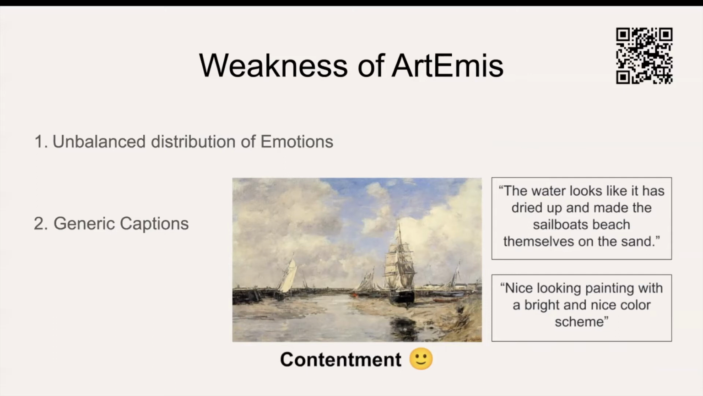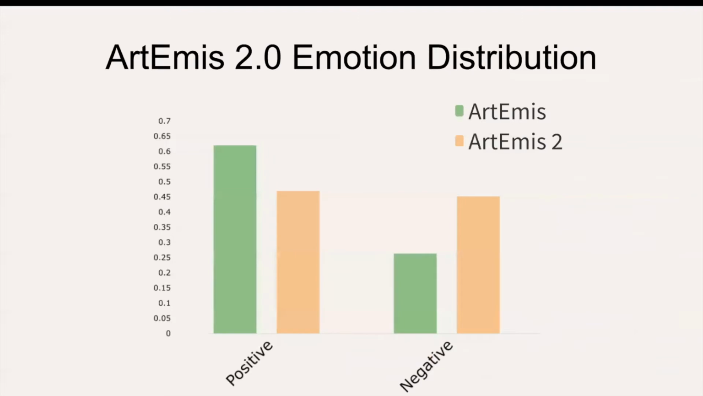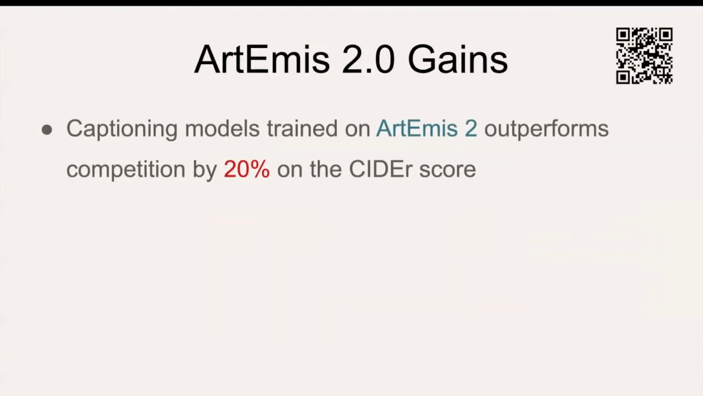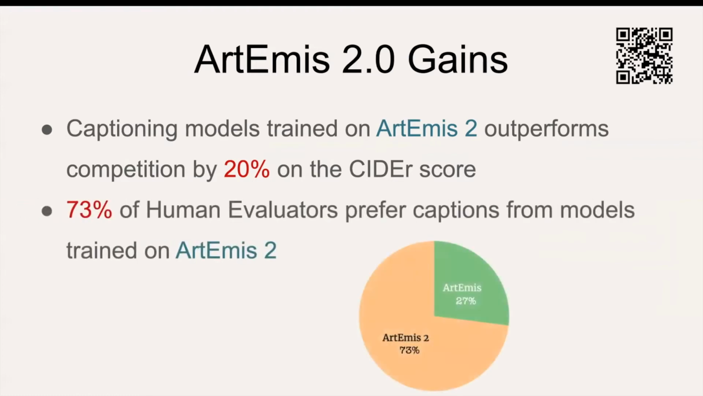We aim to overcome these weaknesses by proposing a contrastive data collection approach and use it to create a complementary dataset where we collect contrasting emotions for visually similar paintings. Our new dataset, Artemis 2, has a more balanced distribution of emotions. Moreover, our contrastive approach encourages the annotators to enrich the dataset with new emotional experiences. This leads to a significant gain when training captioning models on Artemis 2, where we observe an improvement of 20% on the CIDEr score. Also, 73% of human evaluators prefer captions from models trained on Artemis 2.